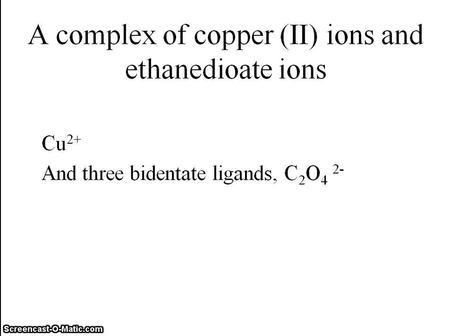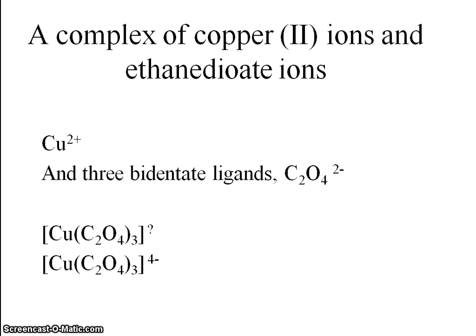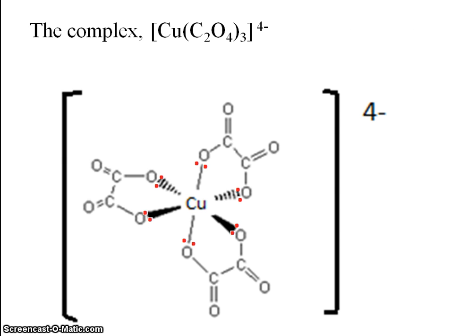Another example, copper 2+ ions, this time with the same 3 bidentate ligands. So hopefully you agree the overall charge outside the bracket is 4 minus. And there's the structure of the complex, this time showing the lone pairs very clearly. Overall charge 4 minus outside, so 6 dative covalent bonds involved. So the coordination number is 6.